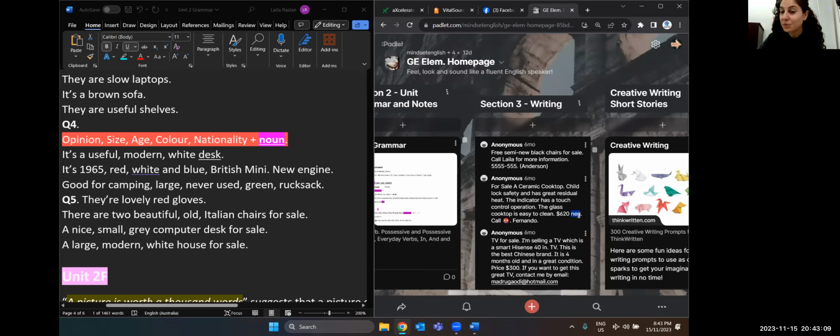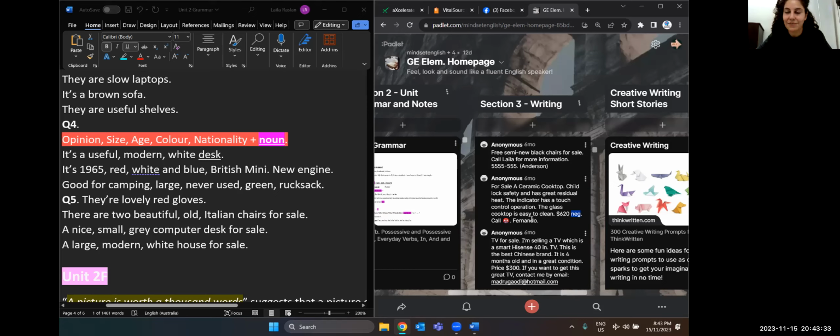$620 negotiable. This is a very common word. You can either say fixed, which means that's it. I want $200 for it. It's fixed. Or negotiable means I'm happy to make a deal with you. Like, okay, maybe 150, 180. I'm happy to make the price lower and talk about it.